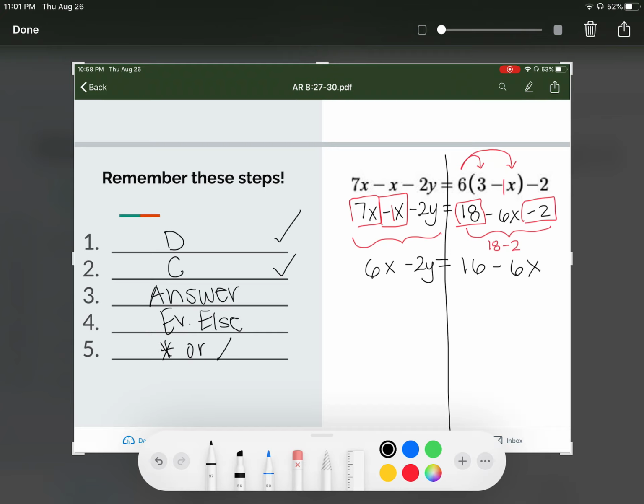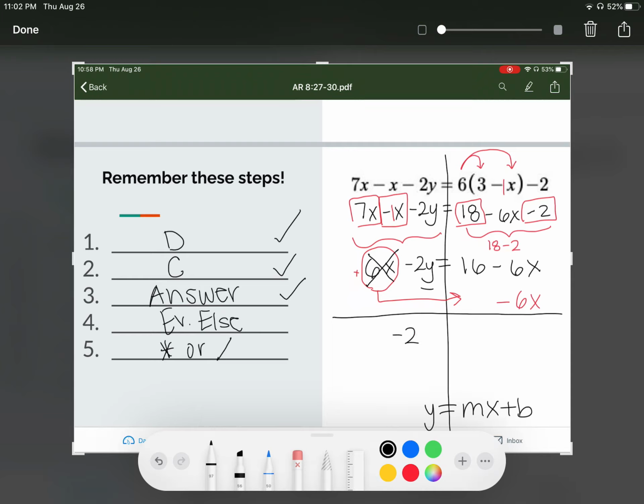Step 3 is move your answer. And as we've talked about, we want to make sure that y is on the left-hand side, so we're good on step 3. Step 4 is move everything else, which means that this 6x needs to be moved to the other side. It's a positive 6 over here, so when I move it to the other side, it becomes a negative 6. It's no longer on this side. The minus 2y comes down. 16 comes down.